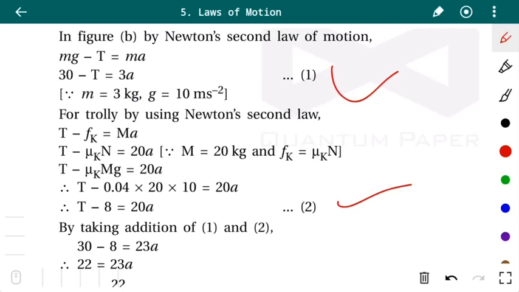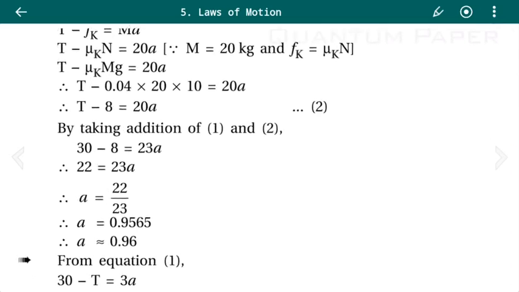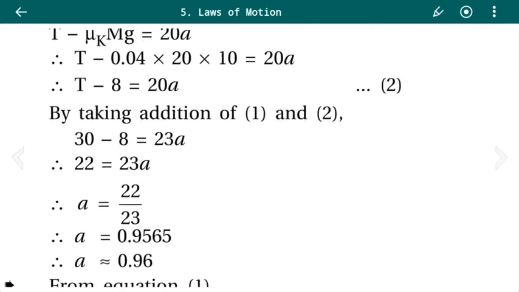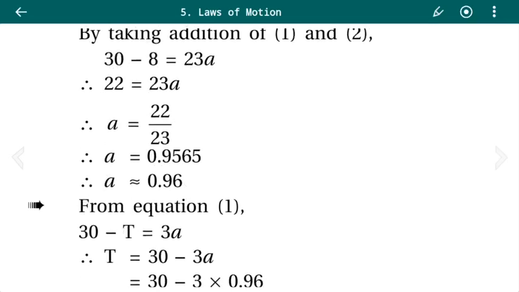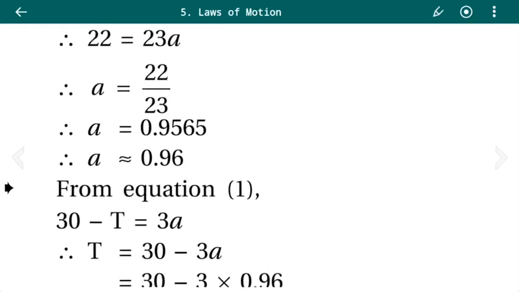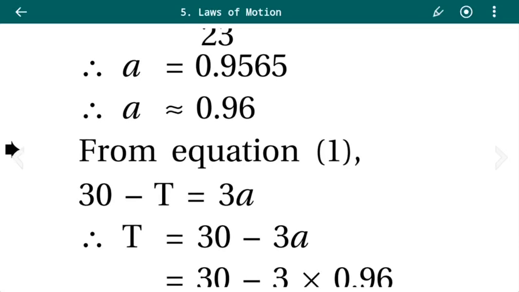So adding the two equations, we get 30 minus 8 equals 23a. 22 equals 23a and a equals 22 by 23. Its value is 0.9565. When we round off, we get approximately 0.96.